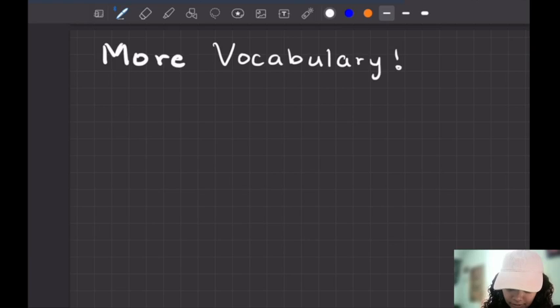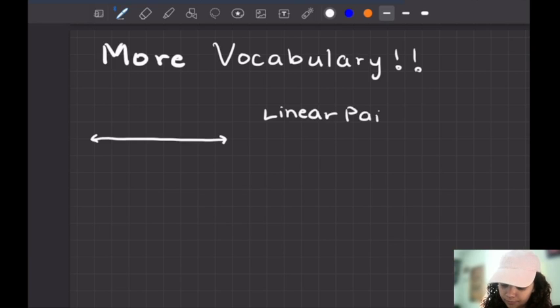But like I said, we're going to go ahead and do some more vocabulary. Okay. So some more important vocabulary for geometry. We have something called a linear pair. Okay. And just by the word linear pair, all you got to know is that it is a pair of angles that makes a line, okay? So a linear pair is a pair of angles that makes a line.